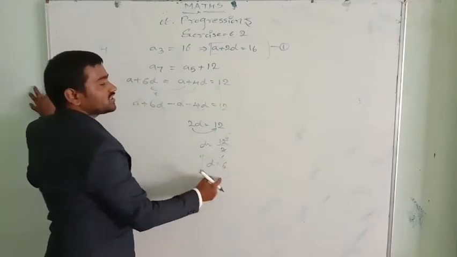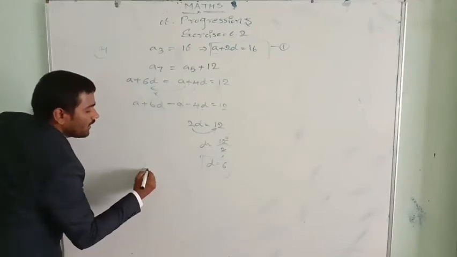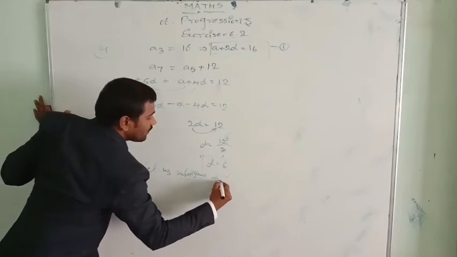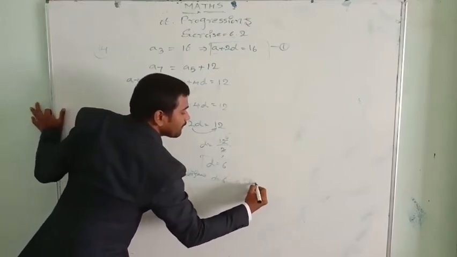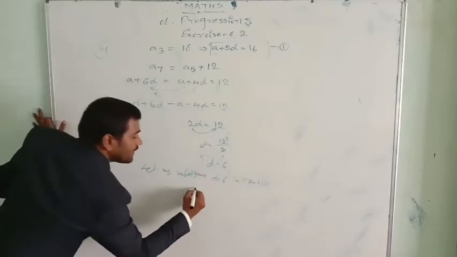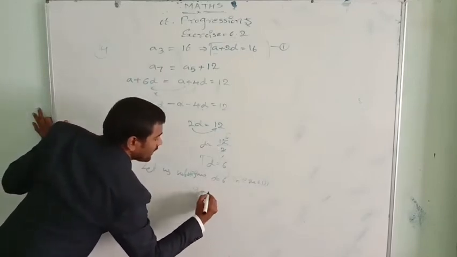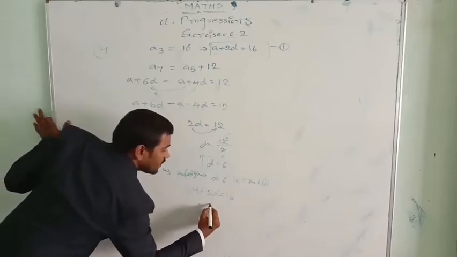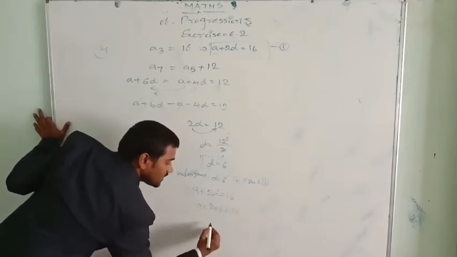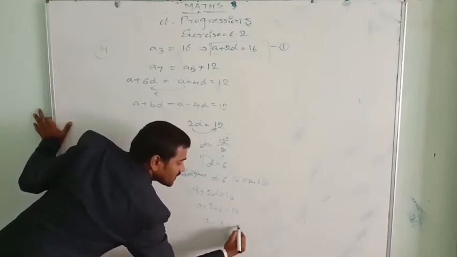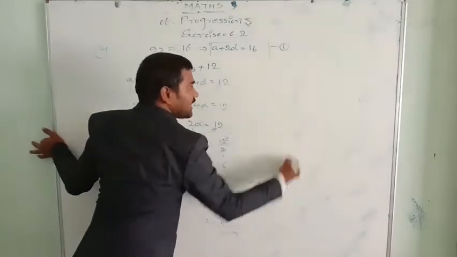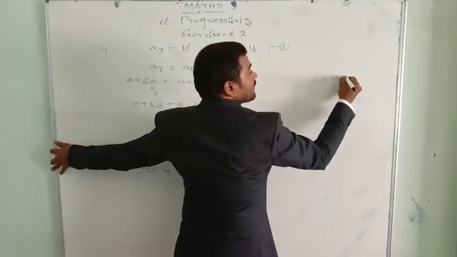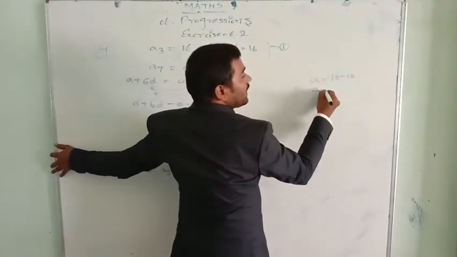As we got the D value, let us substitute D equal to 6 in equation number 1. What is equation number 1? A plus 2D equal to 16. D value is 6, so A plus 2 into 6 equals 16. A plus 12 equals 16. Transfer this 12 to the other side. A equals 16 minus 12. So A equals 4.